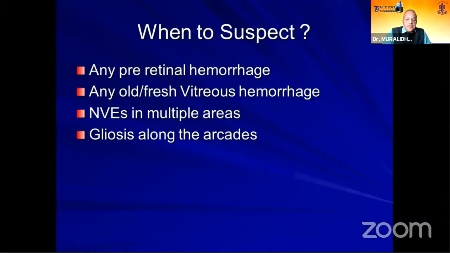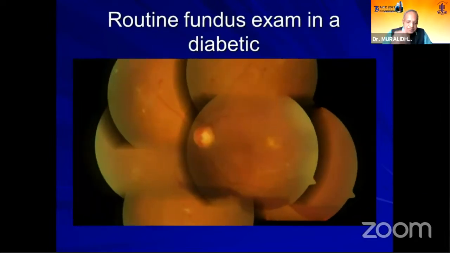So when do you suspect PDR? I think Dr. Kumar has alluded to this. Any pre-retinal hemorrhage is by definition a PDR in a patient with DR, and we must make all efforts to see new vessels elsewhere or new vessels on the disc. Presence of any old or fresh vitreous hemorrhage again is an indication of PDR. If you have seen NVEs in multiple areas, spend some time looking at the disc to pick up any NVD and gliosis along the arcades. I think Dr. Kumar has really shown you many examples of NVE and how they look at various stages. Let me not spend much time on that.